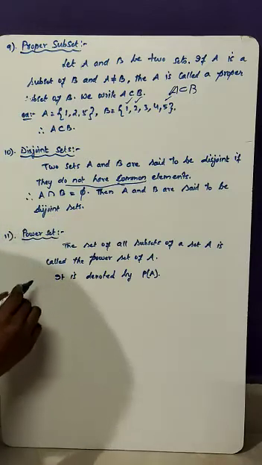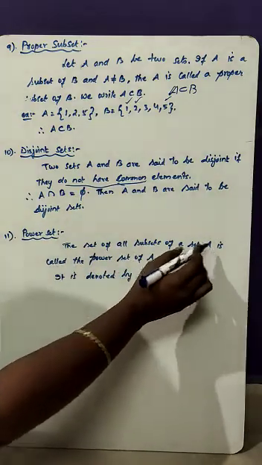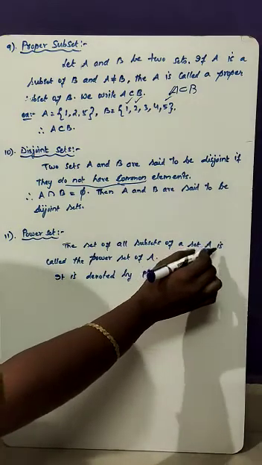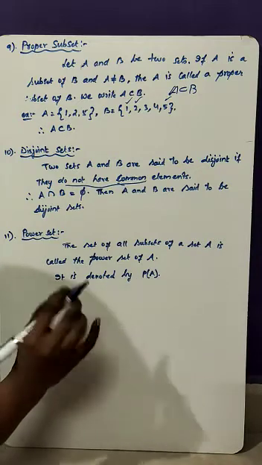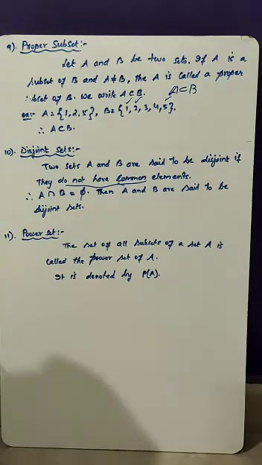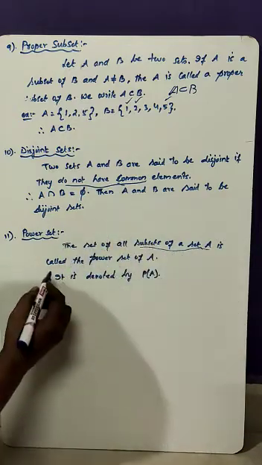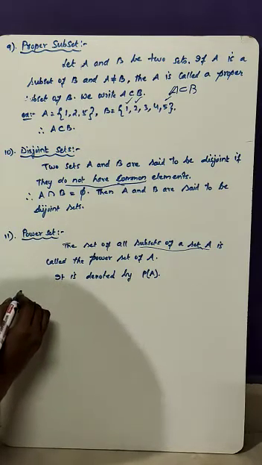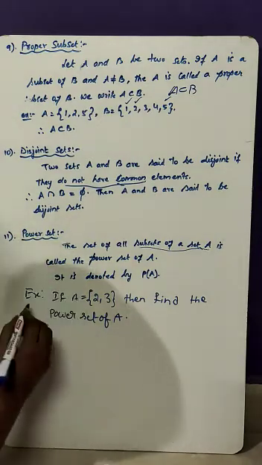Next, the last one is power set. The set of all subsets of A is called the power set of A. It is denoted by P of A. So power set means all the subsets of A, and creating a set from all the subsets of A is called the power set of A. It is denoted by P of A. I will explain one sum.